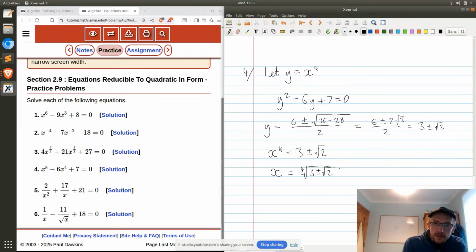All right, how about this? So we decimalize. So 3 plus square root of 2 to the power of 0.25 is 1.4495. 3 minus the square root of 2 to the same power is 1.1222.